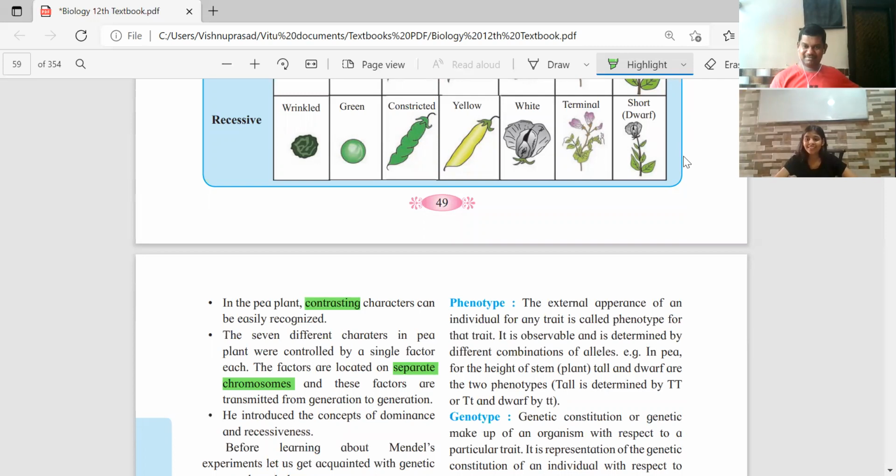Mendel was not aware about this. Later on it was discovered. But the 7 characters were located on 7 different chromosomes, and that was an important reason. Why? Because if 2 or more genes would have been in the same chromosome, there could have been a possibility of linkage.